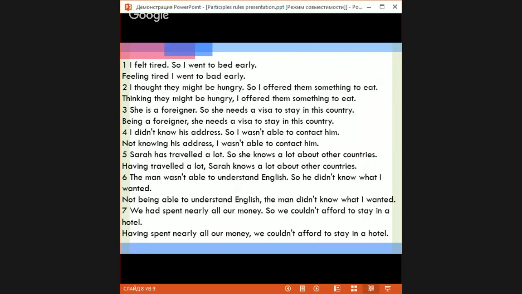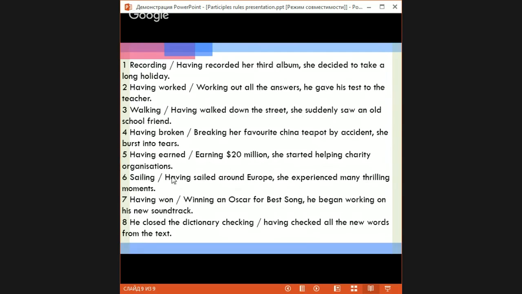The last exercise that I want you to do is a very simple one. You have here options already created for you, and you have to make the correct choice, whether it is present participle or past participle. I will give you a minute because I think it's very simple. When you have a choice of choosing, it's quite simple to do.